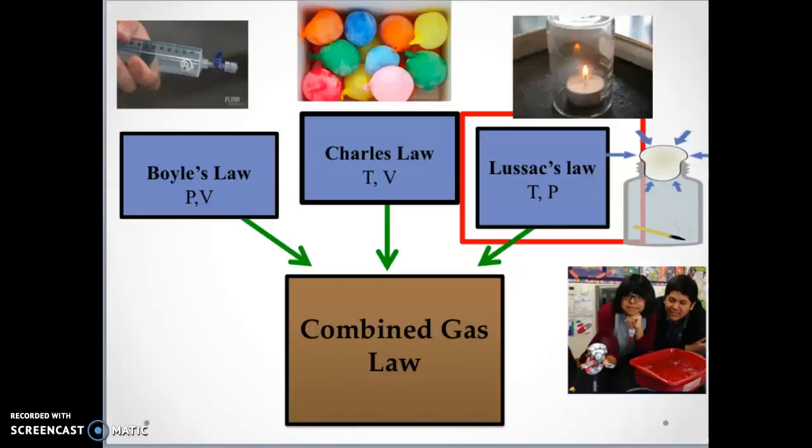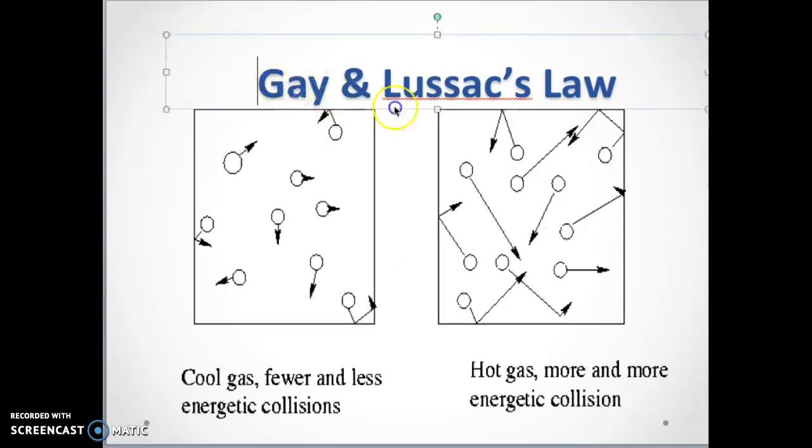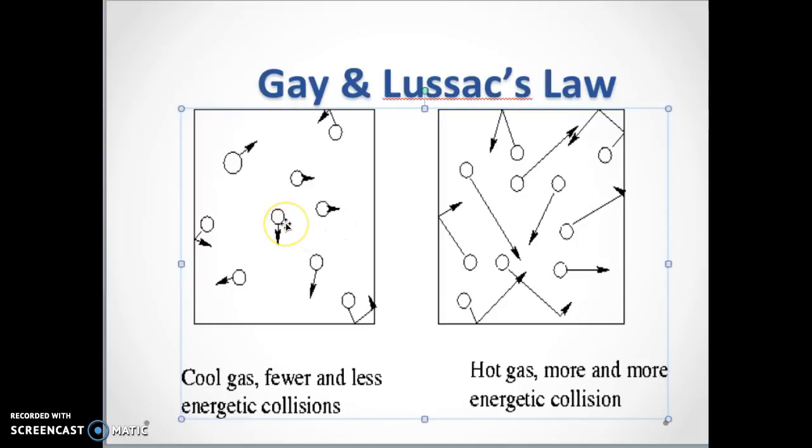Okay, so this lecture is going to be about Gay-Lussac's law and the combined gas law. There are two scientists, and these are their last names, Gay and Lussac. They came up with this law, and what this law said is that if you increase the temperature of a system, then the pressure is going to increase, assuming that the volume is constant. So if you look at the boxes, they remain the same.